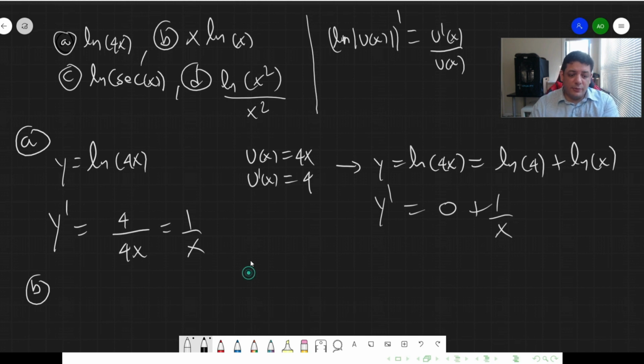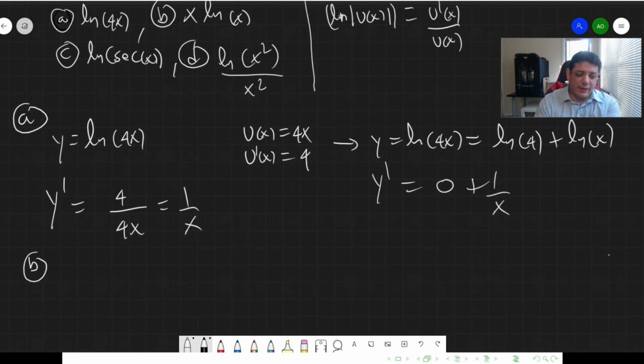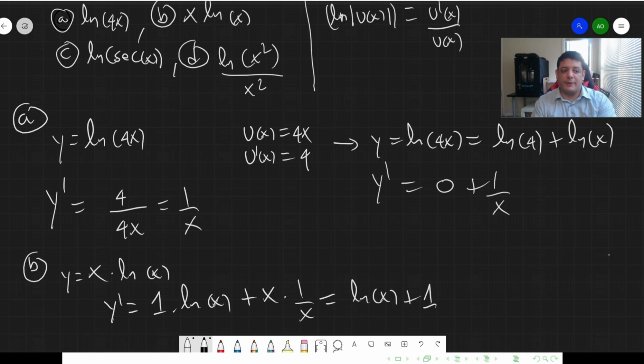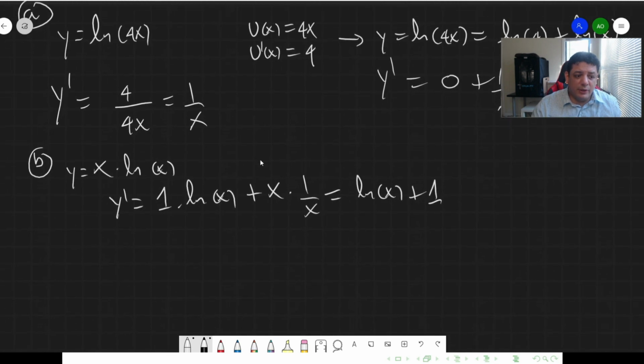Now let's go to the second one, where we have a product rule. Interactions with product rule might be nice if we have powers. Notice that in this case we have 1 times log of x plus x times 1 over x. So the derivative of this product simplifies to log of x plus 1. So very simple.